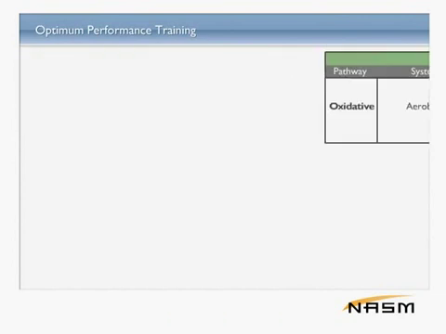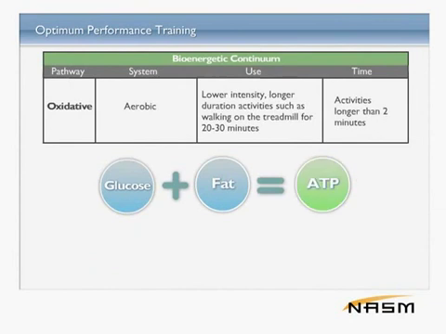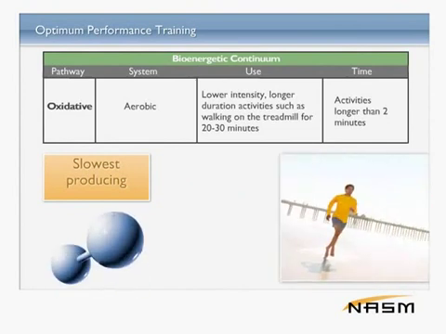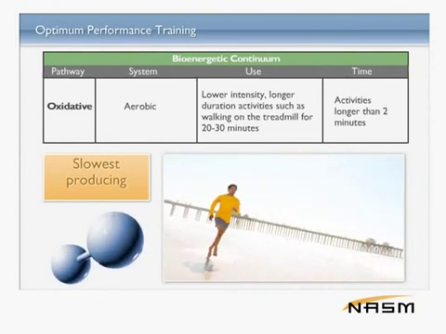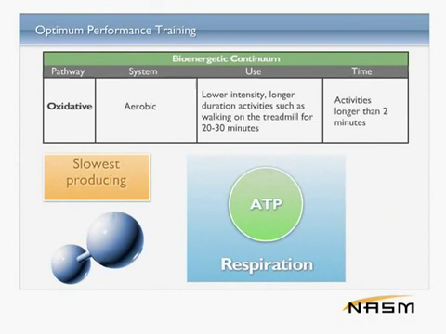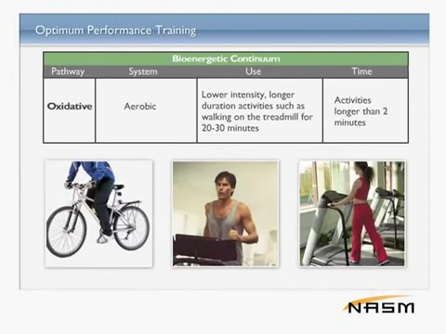The third system, the oxidative system, relies primarily on carbohydrates and fat for the production of ATP. This system is the slowest producing of the three systems because it requires increased amounts of oxygen to match the muscular requirement of the exercise. Oxygen must be supplied through respiration, and it takes a while to elevate the respiration rate to consume appropriate amounts of oxygen. Needless to say, this system results in a greater amount of ATP.